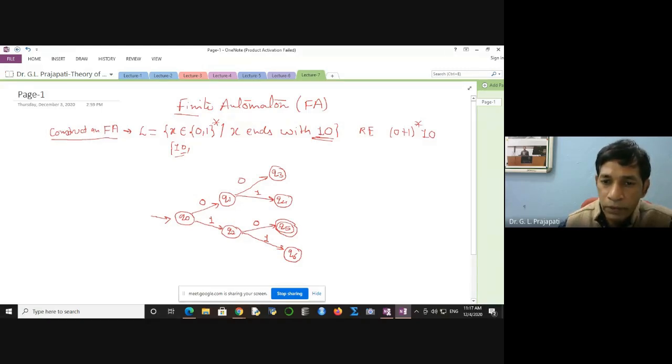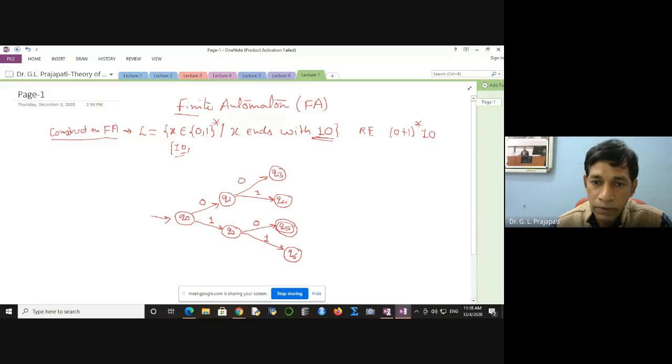So what we need to learn here is that every sentence of this language must end with 10. So say you are starting from the Q0, and you get 0 here, you are going to the Q1. When you go to the Q3, you have double 0 now. And if you have a further 0, then the last two symbols, actually we are going to remember the last two symbols.